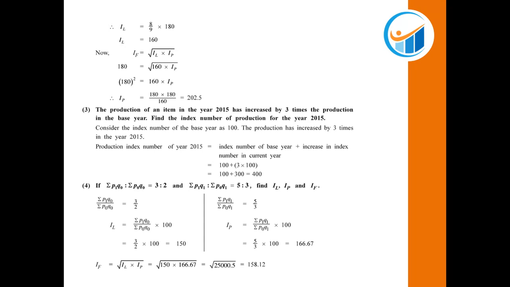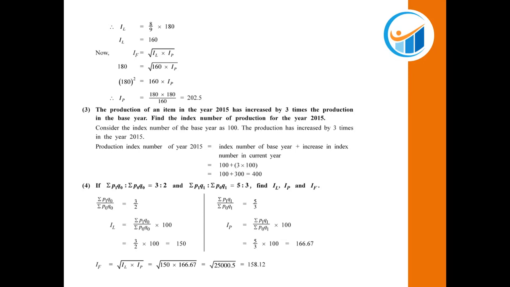So you can now very easily calculate Fisher's index number. Fisher's index number is nothing but the geometric mean of Laspeyres and Paasche. The formula of Fisher is under root of IL into IP. So Laspeyres' index number is 150, and Paasche's is 166.67. We multiply 150 into 166.67, we get 25,000.5, and take the square root of it. We get the answer of Fisher's index as 158.12.